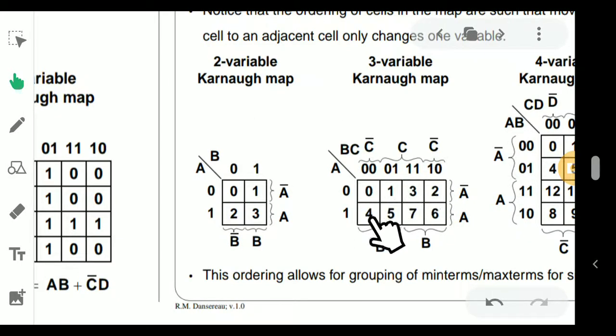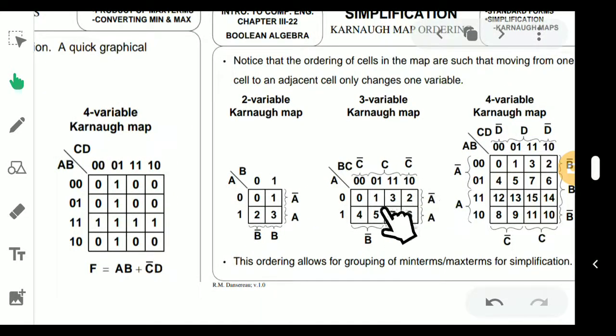Then from here again 4, that is 1 0 0, and next is 5, 1 0 1, and again it's 1 1 1. So 1 1 1 means 7. That's why 7 comes first and then 6, that is 1 1 0 is 6. Okay, in this way. Now coming to the four variable option.